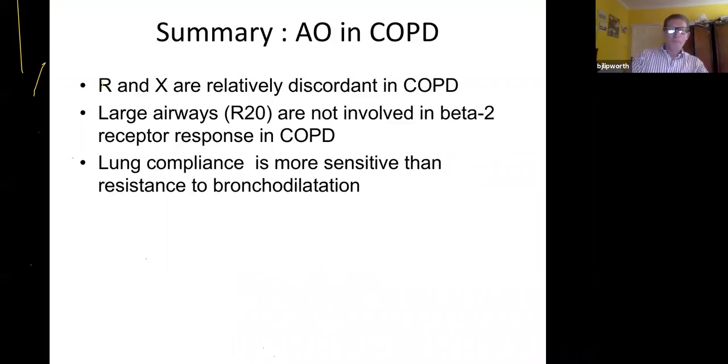So let's tie up COPD. As you've seen, resistance and compliance are relatively discordant in COPD, whereas they are more concordant in asthma. In other words, you get a much greater change in X than you do in R. The large airways, measured at 20 hertz for resistance, you've seen that they're really not involved much in COPD, and you certainly don't see a bronchodilator response to beta agonist or long-acting muscarinic antagonist in terms of large airways. So what I would say is that lung compliance, measured as reactance, as the AX, is much more sensitive than measuring resistance to either bronchodilatation or bronchoconstriction.